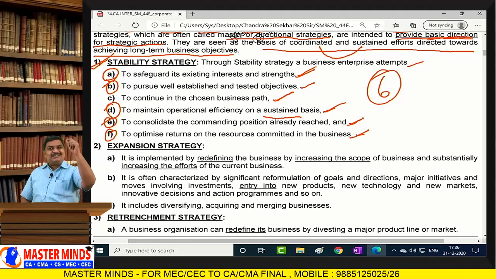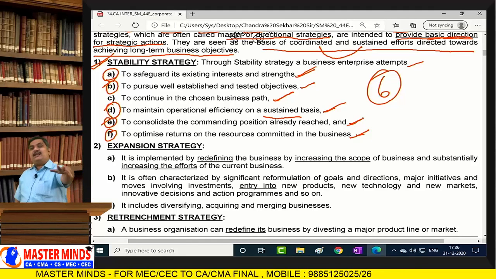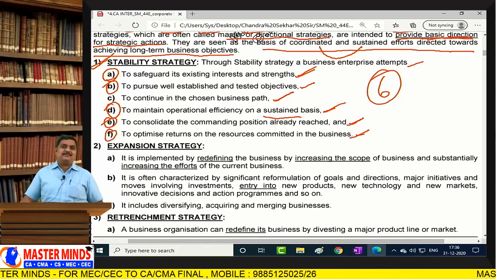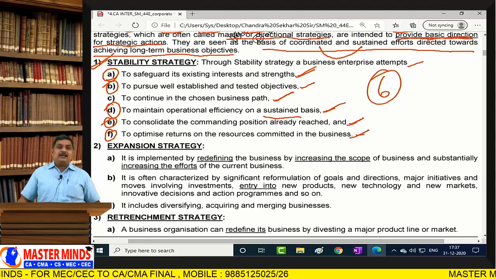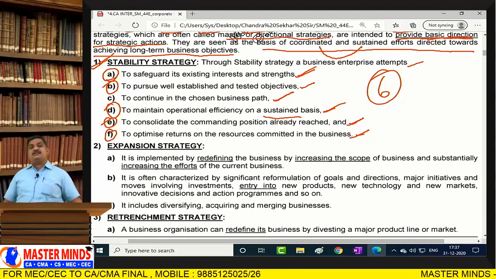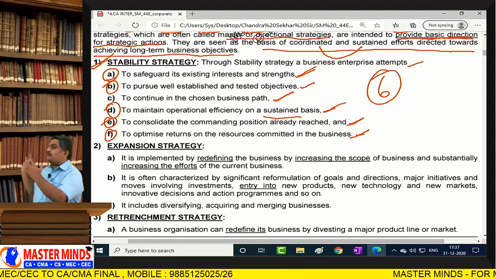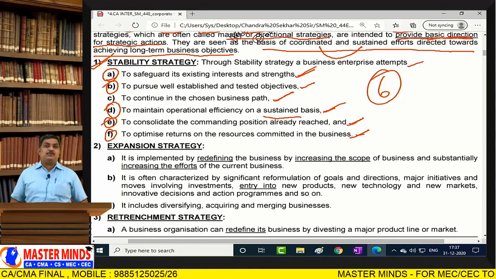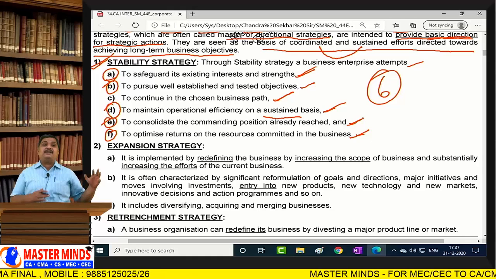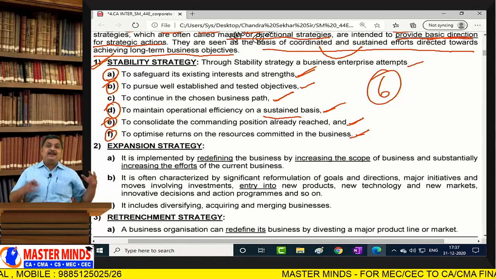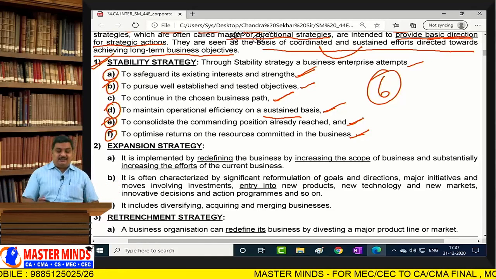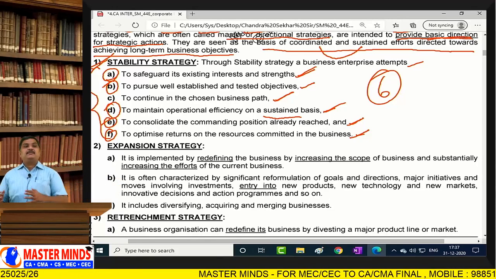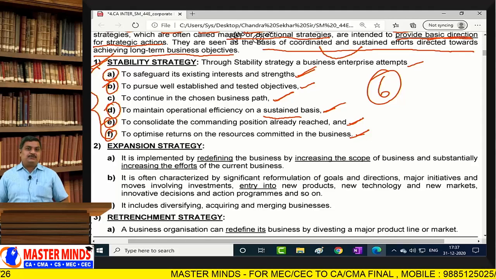Just using the word stability, I am telling all these things to do. Stability means doing all these things. That means to my business level managers I told, boss, we are following stability strategy. Then what do my business level managers have to do? They have to understand what is stability strategy, and they should focus on doing all these things. Then we say stability strategy is followed.